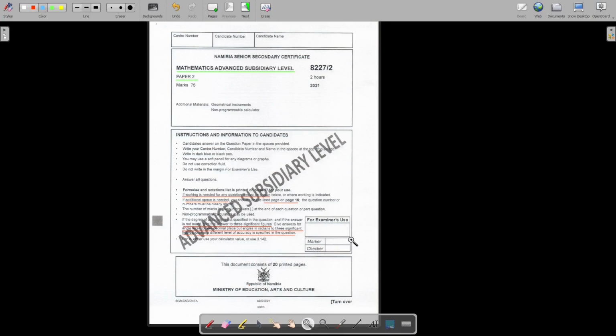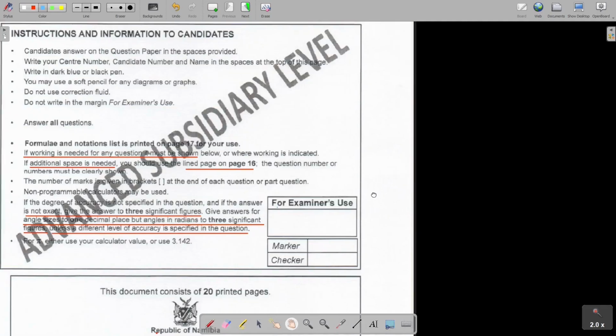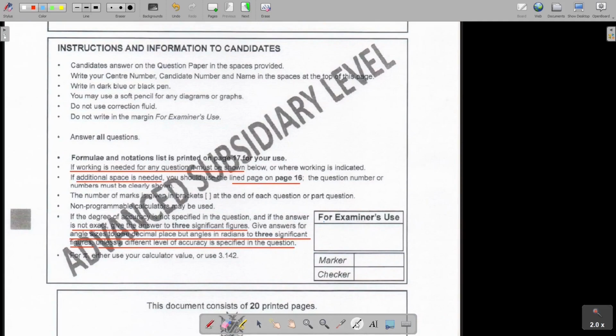Okay, so let's start. I'm just going to make it a bit bigger so that you see better. Candidates answer on the question paper in the spaces provided. Now, on the examination report, which the markers compiled and then send to the school, they are saying, and this is very, very important, candidates should be discouraged to work in pencil first and then to rewrite their work in pen. They often do not copy the pencil properly and some accuracy is lost after the pencil is erased. But here comes the very, very important part.